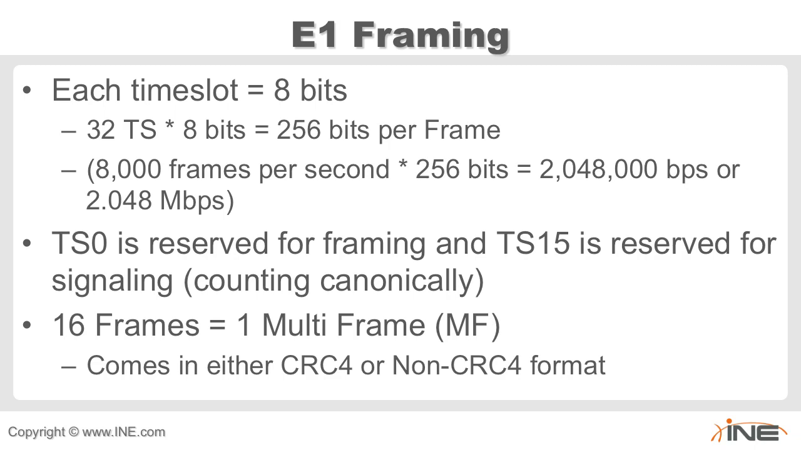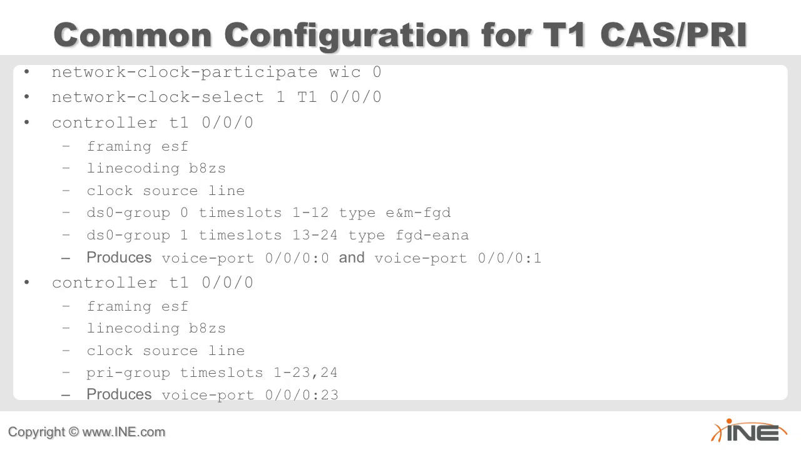So in T1, 12 frames was a super frame, 24 frames was an extended super frame. We don't have those here in an E1. We have 16 frames as one multi-frame, and it comes in either a CRC-4, cyclic redundancy check 4, or non-CRC-4 format. So taking a look at common configuration for T1 CAS and then PRI.